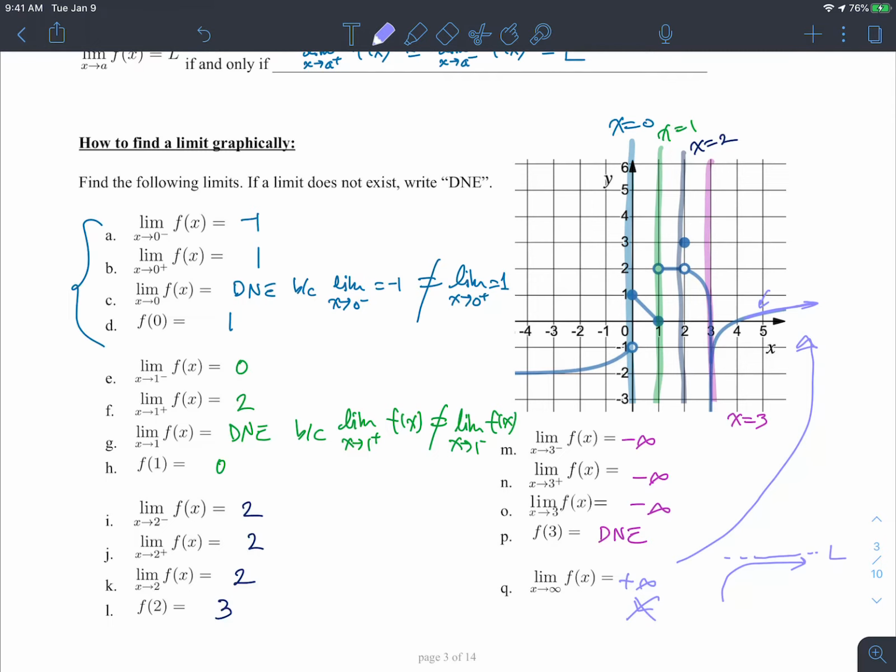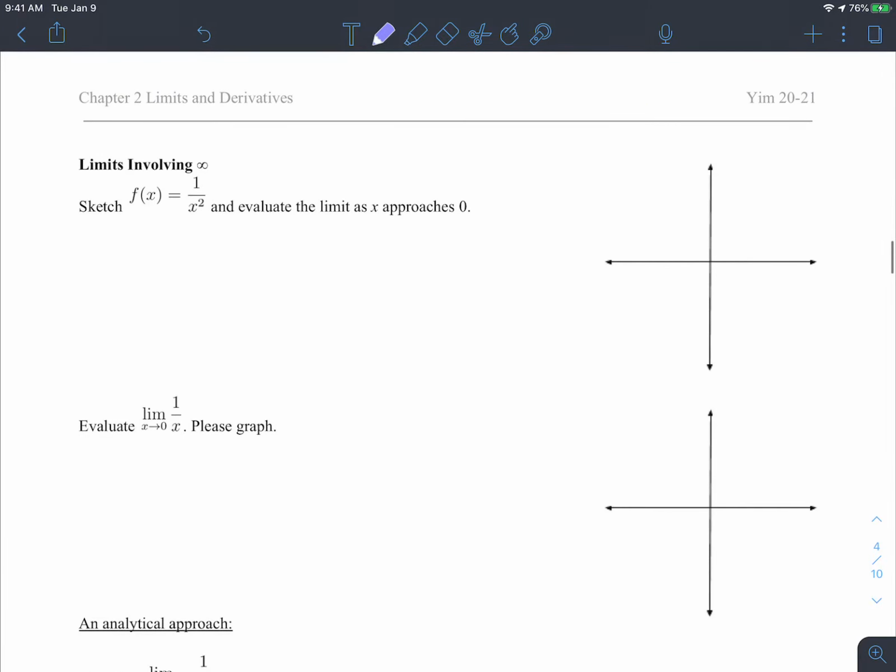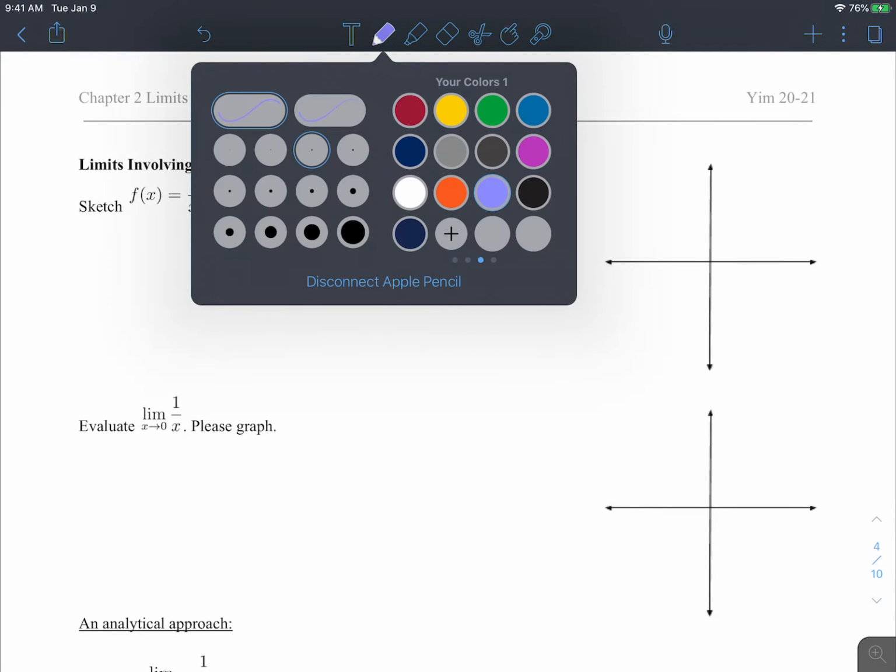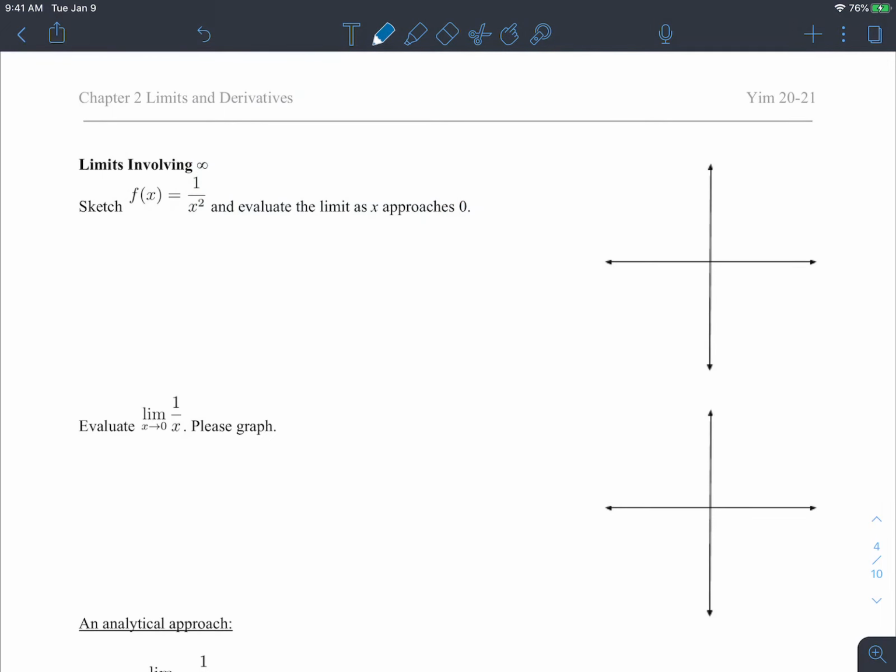All right, guys. Continue on. Let's take a look at this value. So limits involving infinity. Now, we're looking at this right here. It's 1 over x squared. That looks a little familiar, doesn't it? That looks somewhat similar to 1 over x. And when we graph that, it looks like this, right?